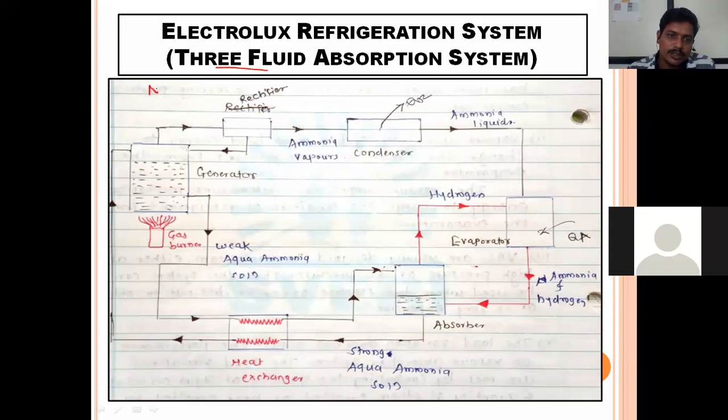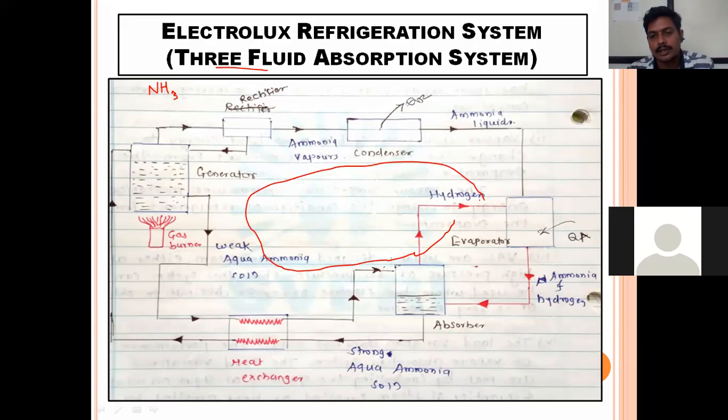Out of that, first fluid is nothing but ammonia. And here ammonia is being used as a refrigerant. That's why whatever flow of ammonia will be there, that flow of ammonia will be throughout all the system.